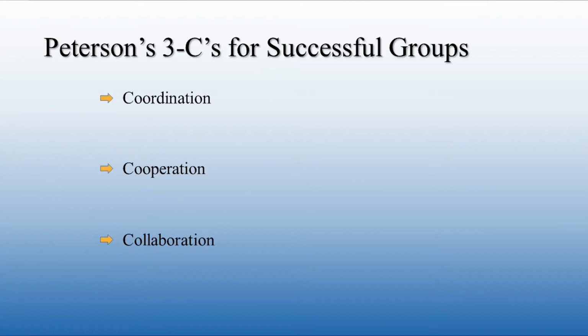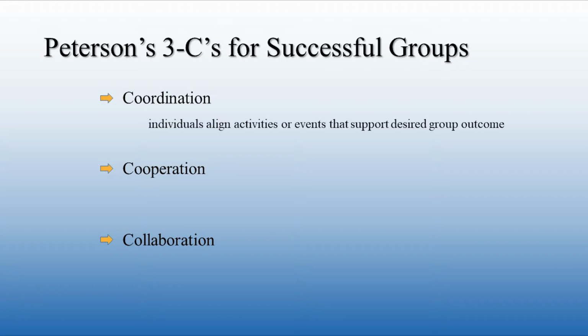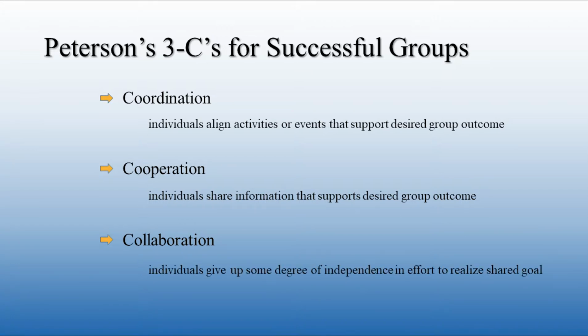Finally, we have Petersons' 3 C's for successful groups, a 3-point continuum of interaction. With coordination, individuals align activities or events that support the desired group outcome. With cooperation, individuals share important information with each other that supports the desired group outcome. And for collaboration, individuals must give up some degree of their own independence in an effort to realize the shared group goal.